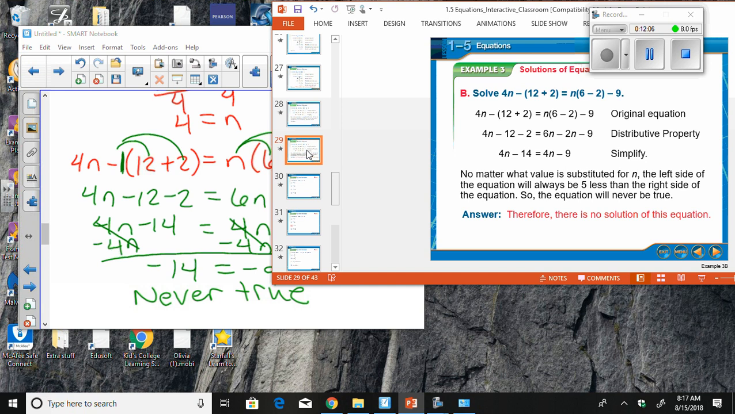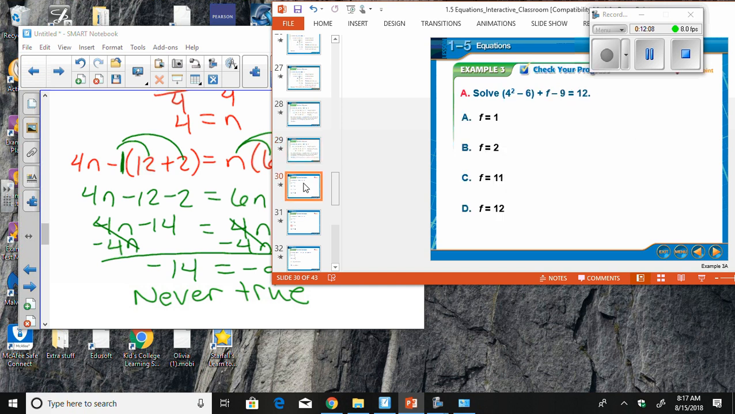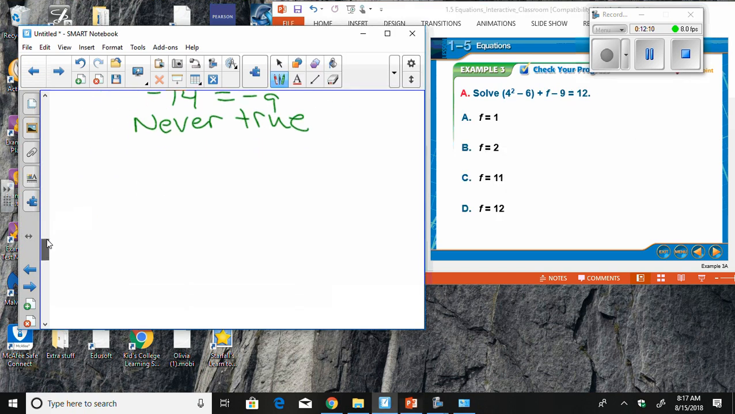So there's no solution. So we need to try a problem out. We have 4 squared minus 6 plus f minus 9 is equal to 12.